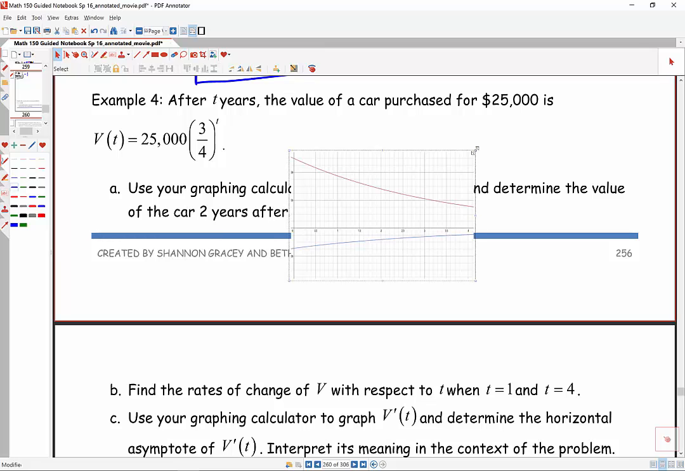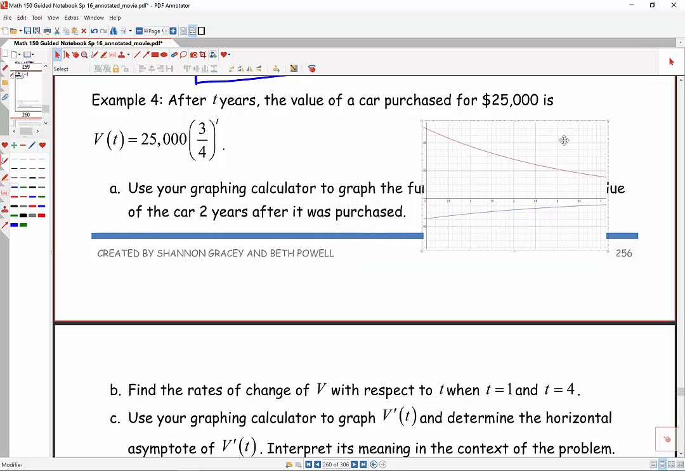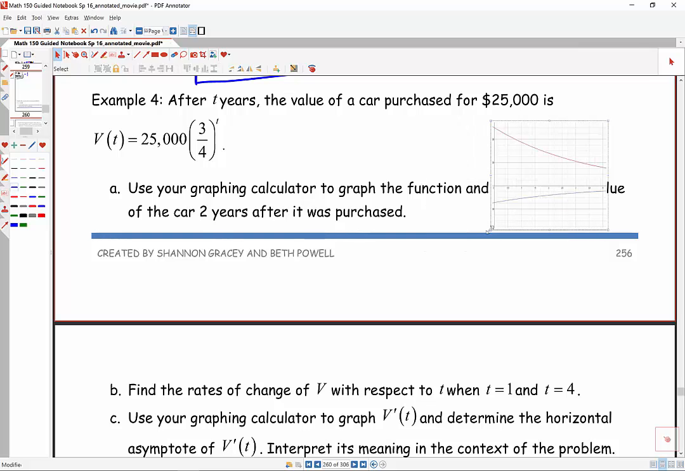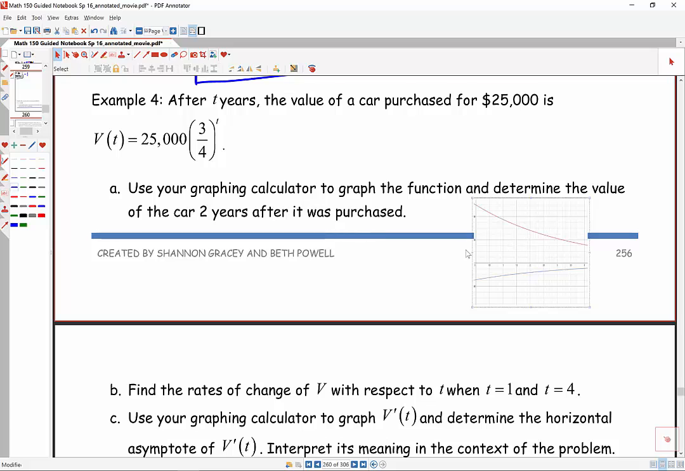Let's see. I don't know what happened to the spacing. It's kind of a bummer. Okay, so not the best graph ever, but here we have it. See if I can spread it out a bit. Okay, so remember the red is original, the blue is the derivative, okay?